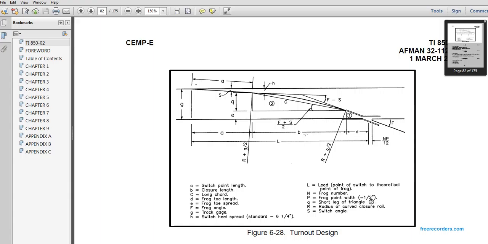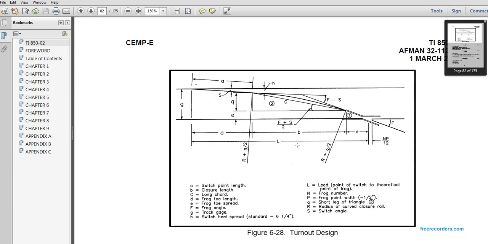B is the closure length. L is the lead, from the point of the switch to the theoretical point of the frog. N is the frog number. P is the frog point width, equal to 1/2 the short leg of the triangle. Number 2 is Q. The radius of the curve closure rail is R.